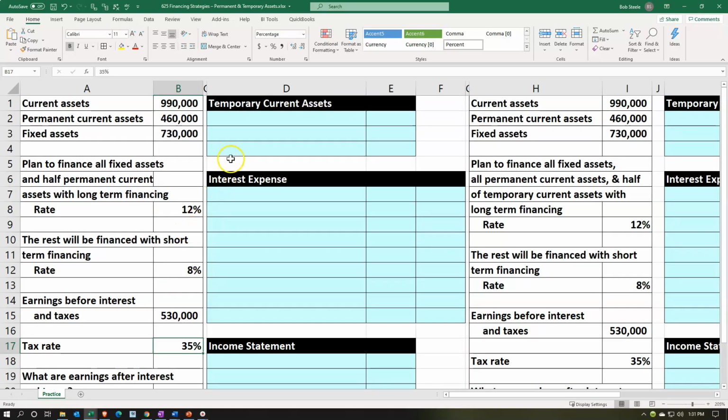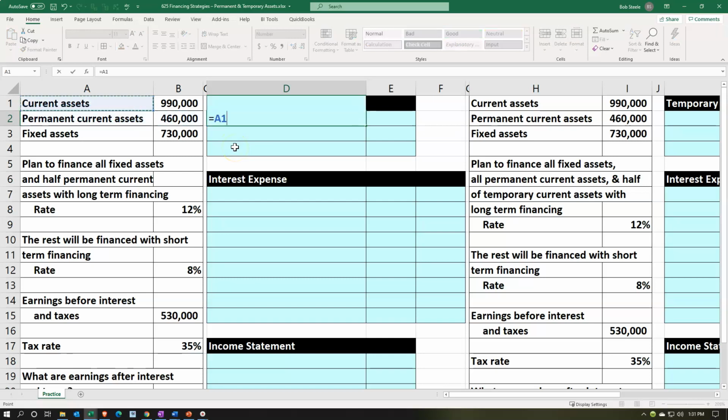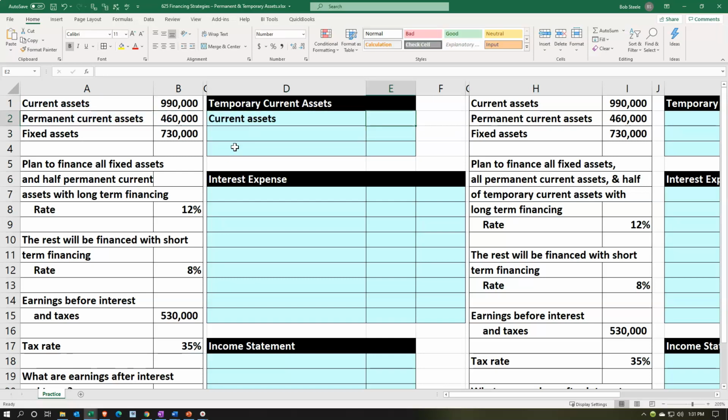So to do this, first we're going to be figuring the temporary current assets. Notice they didn't give us that. They gave us the current assets and then the permanent current assets. So we can take those two numbers and figure out the temporary current assets. The total current assets, this would be what would be on the balance sheet in the current assets section, the 990. Then the permanent current assets are going to be the ones that we're going to say, hey, this is the baseline of the current assets. They churn around all the time, but they don't go below this baseline level.